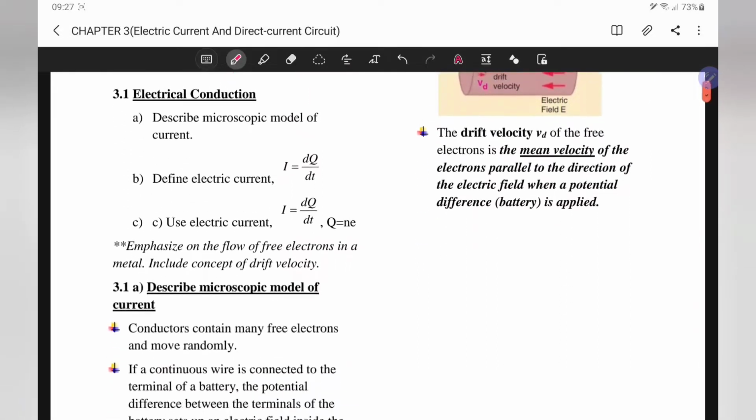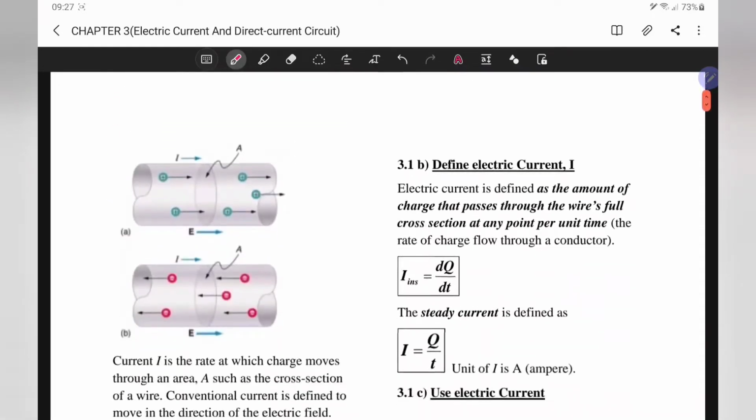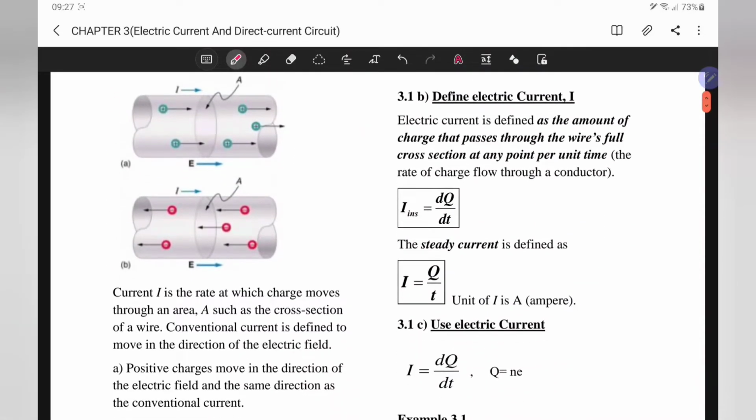And then for the next part, what is current? Current I is the rate at which charge moves through an area A, such as the cross section of a wire. This is the cross section of the wire, and the current passes through it. Conventional current is defined to move in the direction of the electric field.